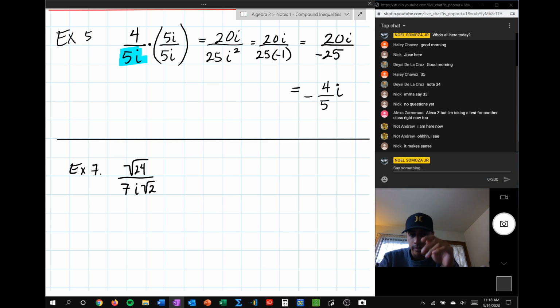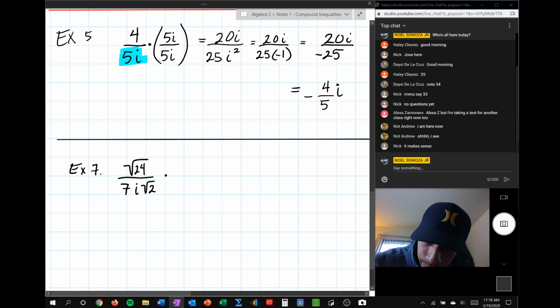Again, let's start with what we've usually been doing, which is, if I have an i in the denominator, then I've got to multiply the denominator to the top and to the bottom. Okay, we got to go through that rationalizing process. So again here, I'm going to multiply by 7i square root of 2, 7i square root of 2.